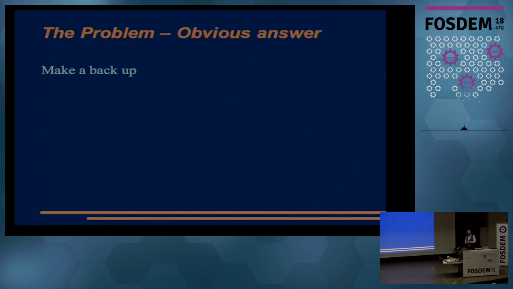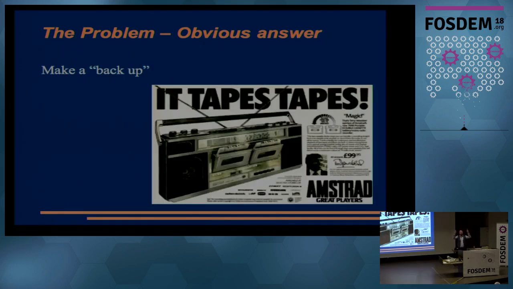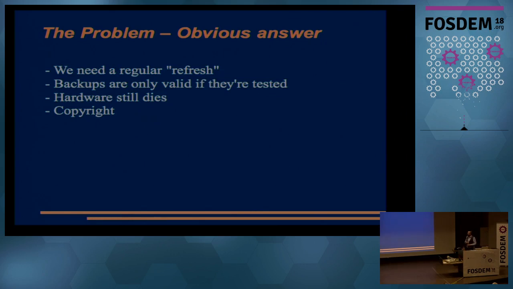So the obvious answer to all this is just, well, why don't you make a backup of it? Or as people of my generation think, we're making a backup. Who here is old enough to remember these Amstrad tape-to-tape machines? Oh, that's good. I thought I was the only one. So yeah, you can just make a copy of the tape. But after a while, you need to refresh that. How many people here still have a tape recorder? Even if we have the tapes, there's about four of us in the room that still have tape recorders. We need to refresh that. Take it from a tape, put it onto a disk. Take it from a floppy disk, put it onto a hard drive. Put it onto a cloud network storage device.